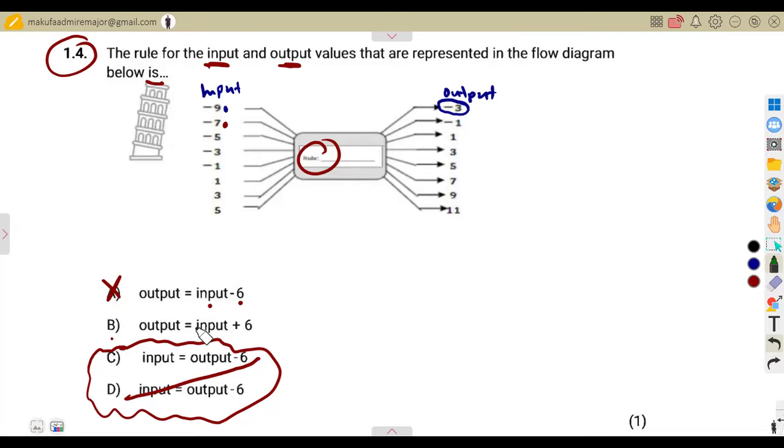On B, its output is equal to input plus 6. All right. Output is equal to input plus 6. Okay, let's take one on the input. The input is minus 9, sorry. So let's take minus 9 plus 6. They are saying input, then you add 6. So let's add 6 on that one. If we add minus 9 plus 6, that is going to give us minus 3, meaning to say this is true.